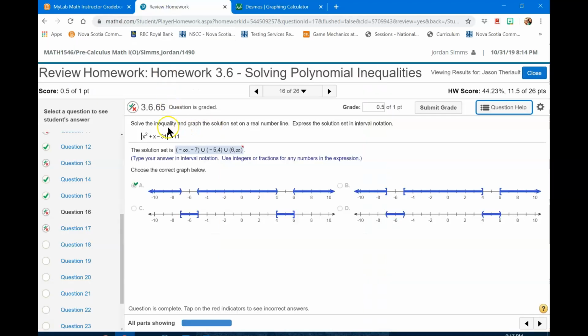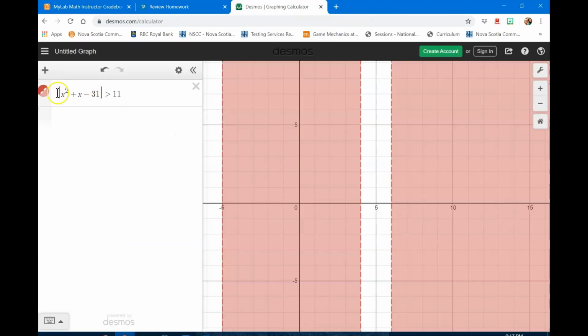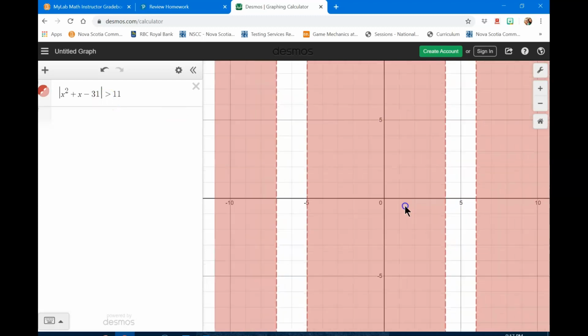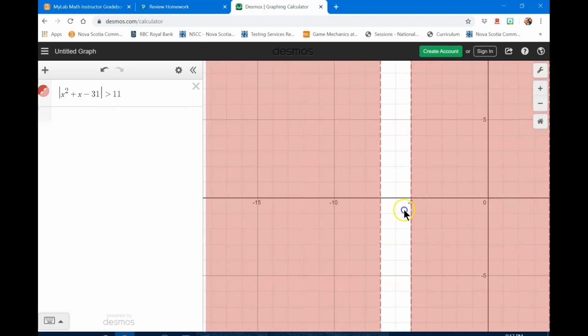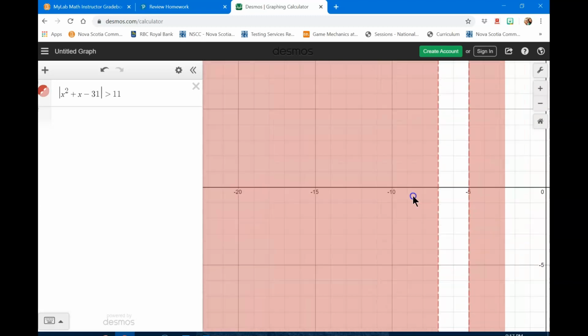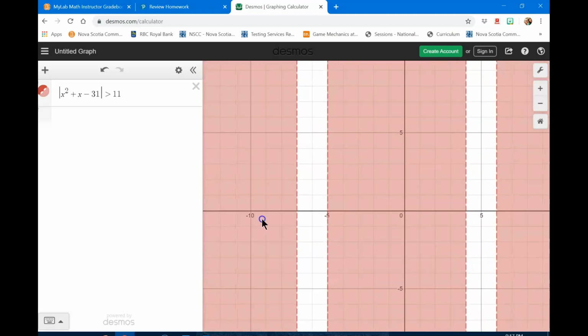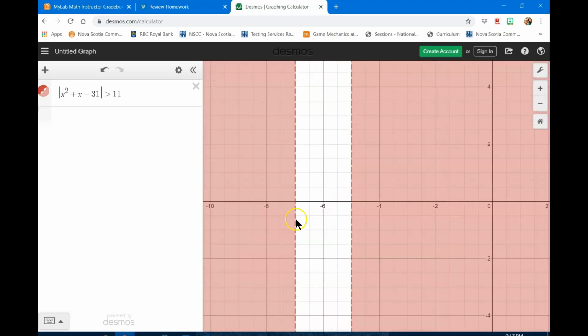So I took this problem from number 16 on your homework. This is one you worked on, and I literally just blasted it in, inequality and all, into Desmos, and you can see quite clearly when you move left to right, it shades in right fast, but essentially we can see what the intervals are.